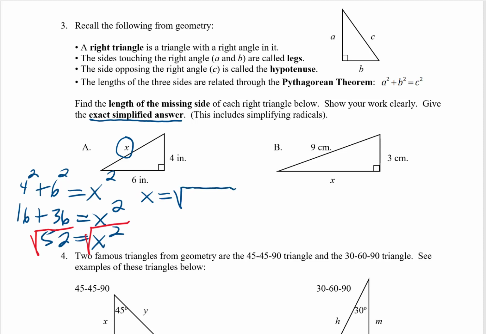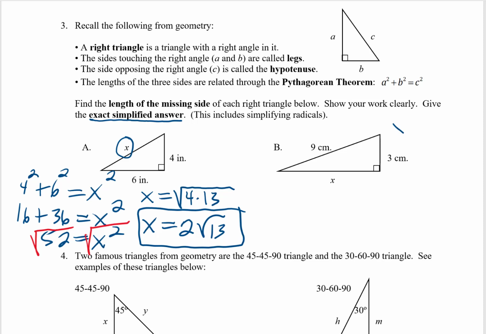Are there any perfect squares that go into 52? The answer is yes. 4 goes into 52 13 times. The square root of 4 then comes out as a 2, leaving me with 2 times the square root of 13.